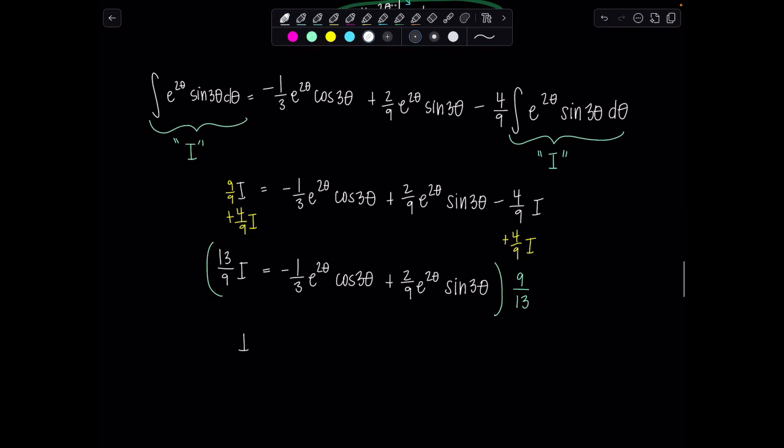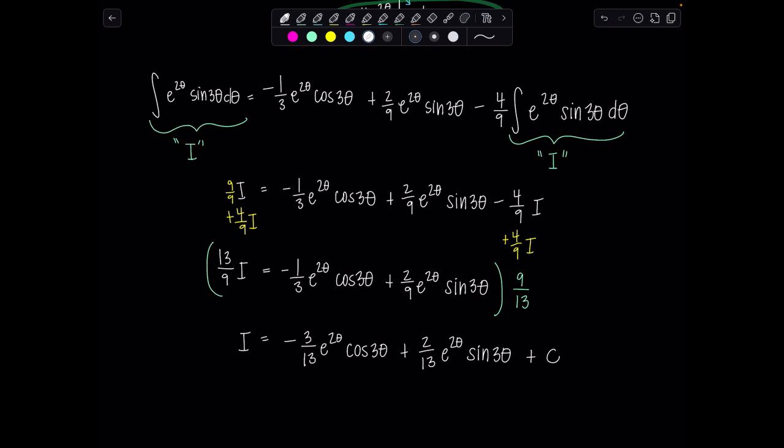And then now I have I equals negative, I'm going to distribute 9/13 and 1/3, that's going to give me 3/13 e to the 2 theta cosine 3 theta plus this is 2/13 e to the 2 theta sine 3 theta. Technically, right now we should put plus c, right? And it feels funny, like we never actually did the integral. You know what I mean? Explicitly. But add it right now because we found its general antiderivative.